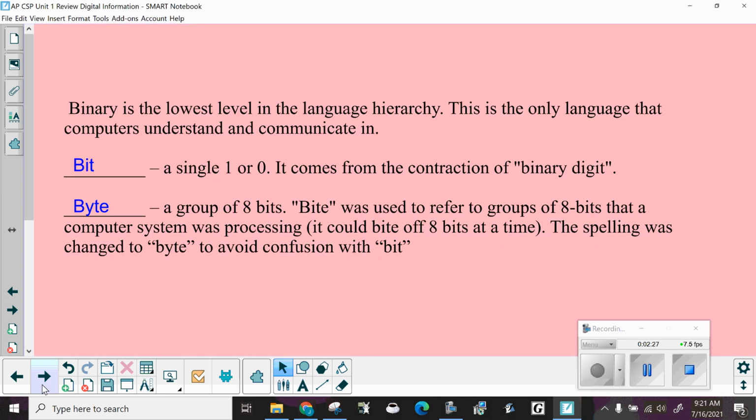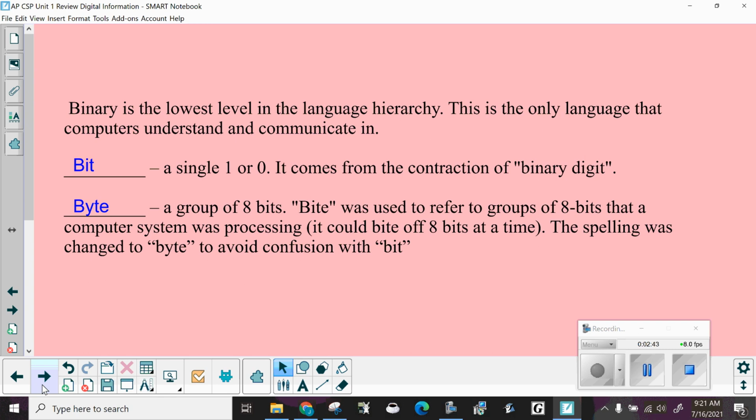Now, binary is the lowest level in the language hierarchy. This is the only language that computers understand and communicate in. A bit is a single 1 or 0. It comes from the contraction of binary digit. A byte is a group of 8 bits.